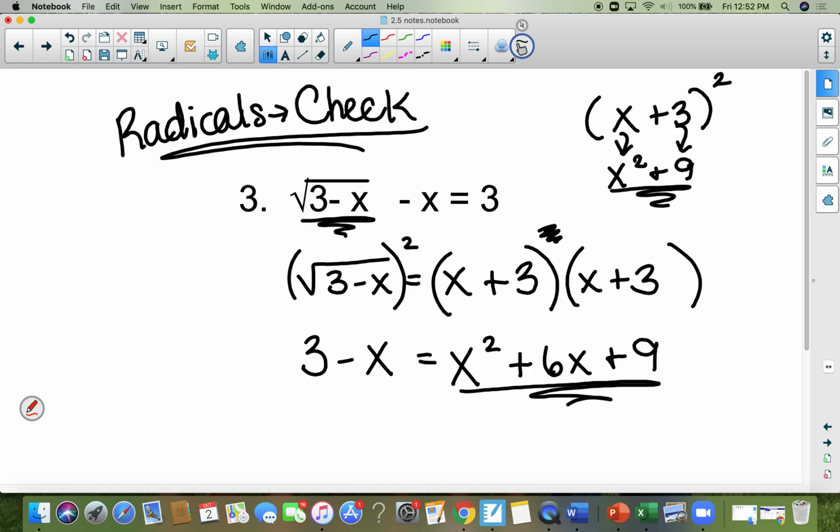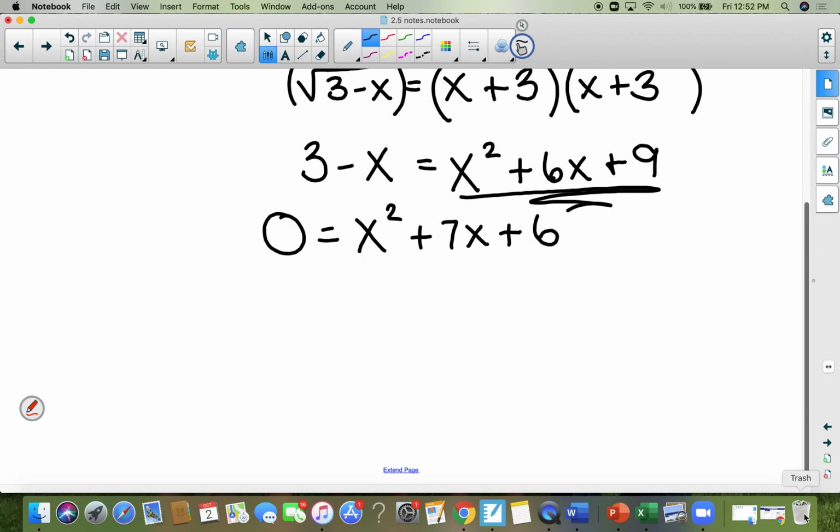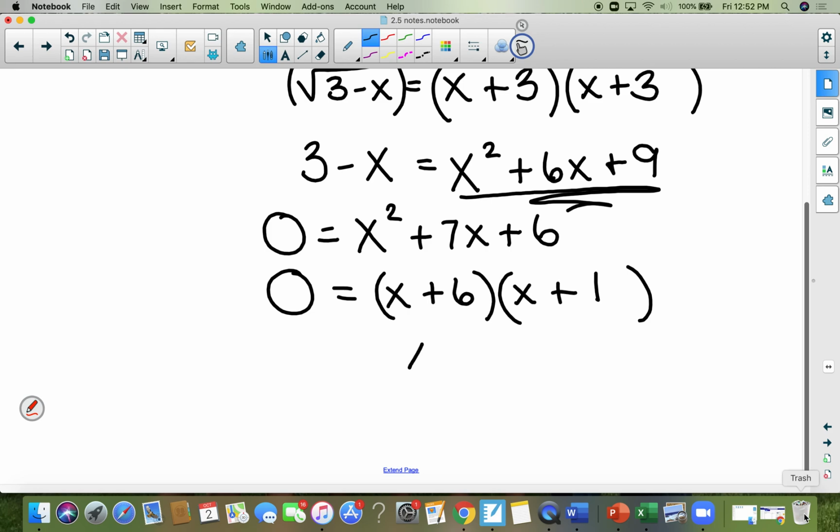You cannot factor until you bring everything together on one side. So x squared plus 7x plus 6. I added x and subtracted 3 and got x squared plus 7x plus 6. Now I'm going to factor it. X plus 6, x plus 1, x equals a negative 6, x equals a negative 1.